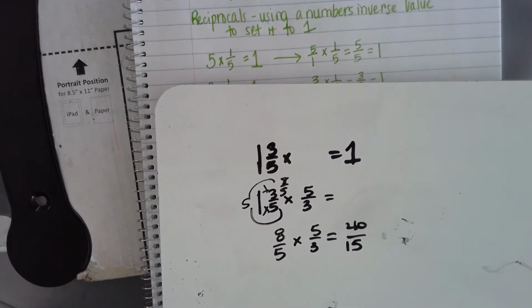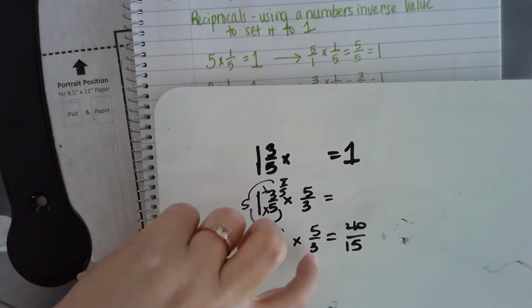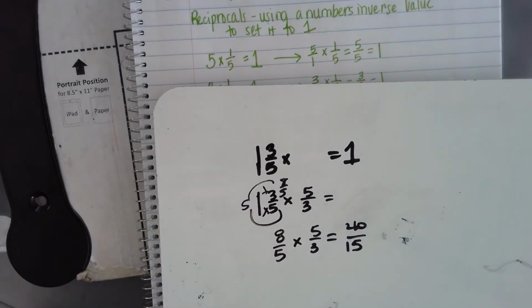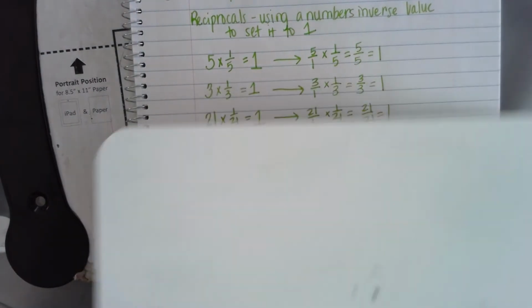So you see how you don't have the 8? You're missing, the 1 was 5/5, so you're missing 5 pieces because of the whole. So that's why you have to take the whole with you, so that you have all the pieces accounted for. Okay?